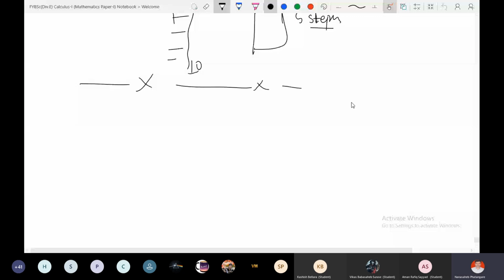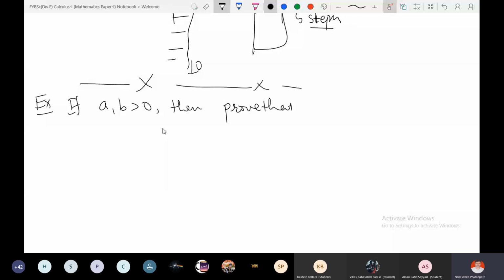So if a and b are positive numbers, then prove that square root of a is greater than or equal to square root of b if and only if a is greater than or equal to b, if and only if a square is greater than or equal to b square.